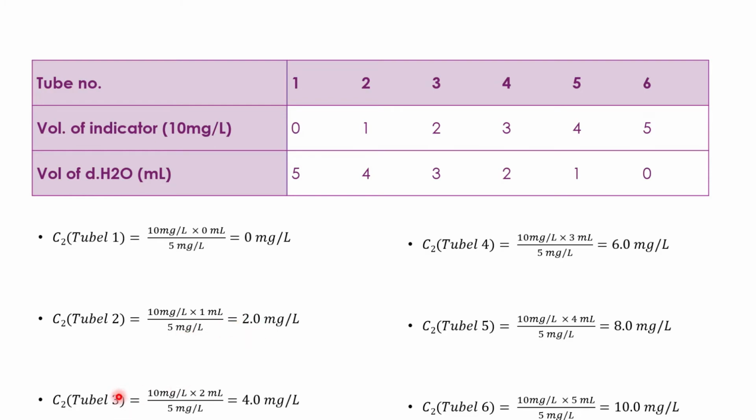So for test tube 3, the final concentration will be 4.0 milligrams per liter. For test tube 4, the final concentration will be 6.0 milligrams per liter. For test tube 5, it will be 8.0 milligrams per liter, and for test tube 6, it will be 10.0 milligrams per liter. So these are the various concentrations for each of the test tubes.